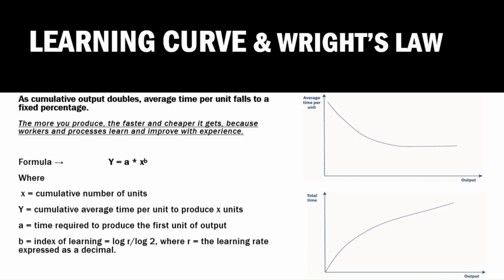Learning curve and Wright's law. Now, let's move to the learning curve. Wright's law says, as cumulative output doubles, the average time per unit falls by a fixed percentage. This happens because people and processes improve with experience.